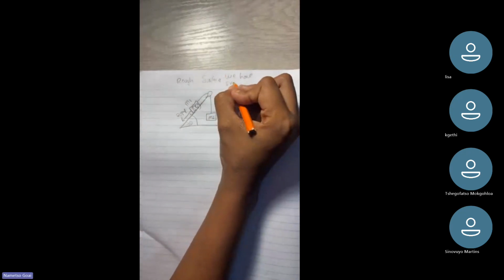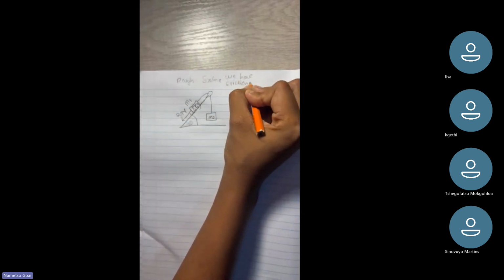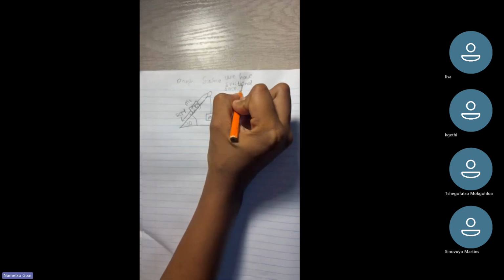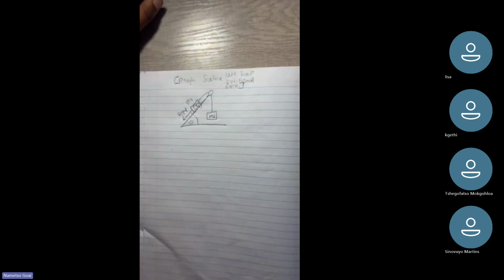Rough surface, we have frictional force. So whenever you hear it is on a rough surface, just know that we have frictional force, ne? Okay. They're saying the block M1 with a mass 8 kilogram on an inclined plane with a rough surface is attached by a light inextensible string to an unknown hanging mass M2.